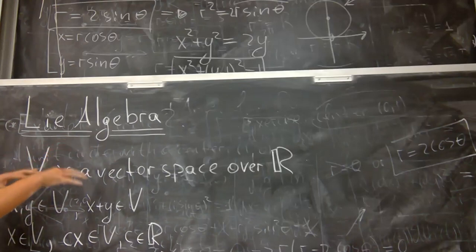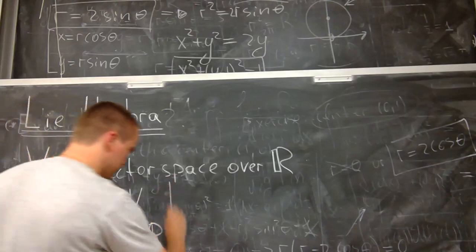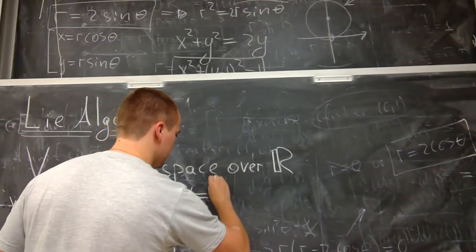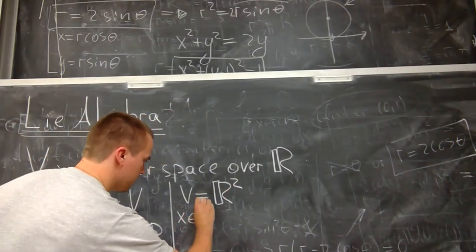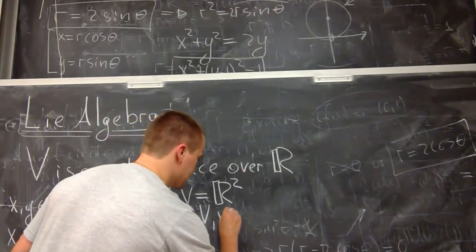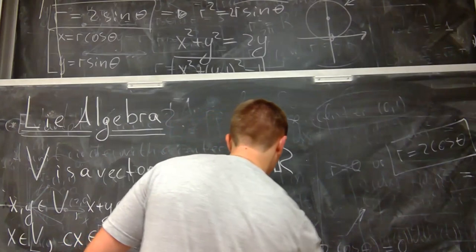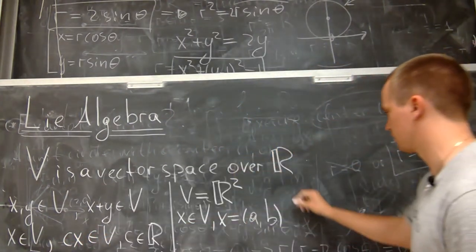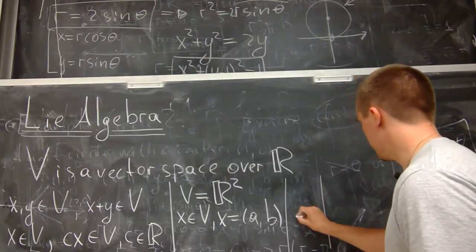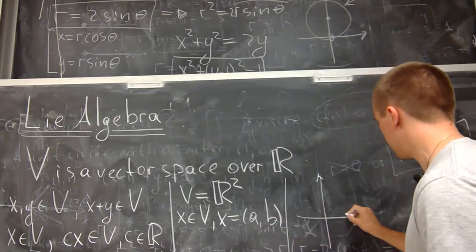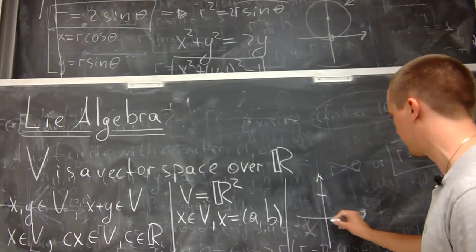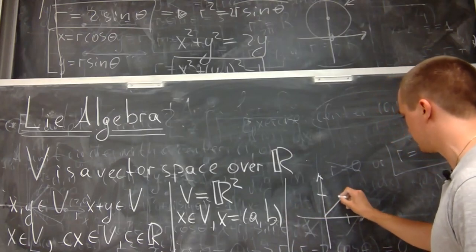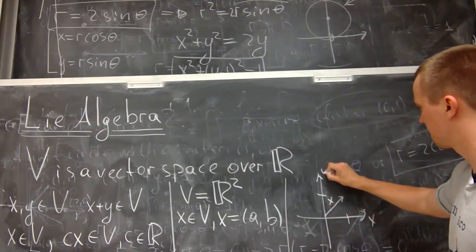So the first thing, Lie algebra is based on a vector space. Let me show you an example of a vector space that you are familiar with. If you take V equals R2, then if x belongs to V, x will be represented by two components, a and b. I did this in my previous lecture for polar coordinates. It means my x will be represented by a vector where I go in the x direction by a units and in the y direction by b. So I will have this vector x. That's my x and y.